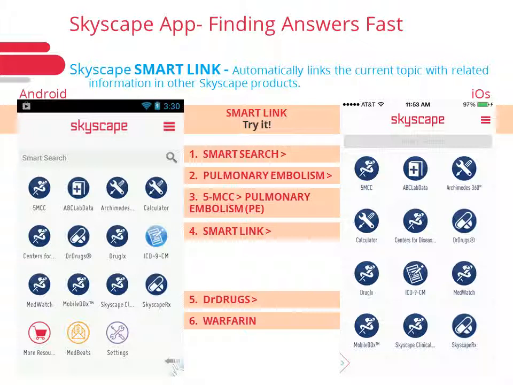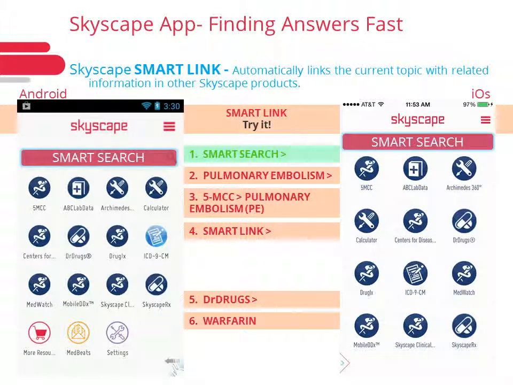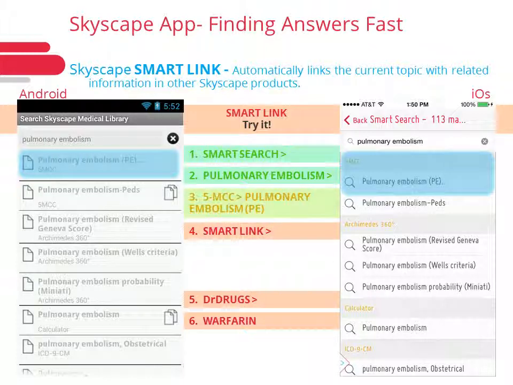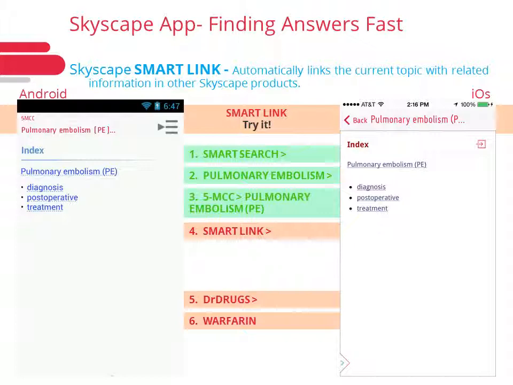Let's try a Skyscape Smart Link. Remember, Smart Link allows you to automatically link the current topic with related information in other Skyscape resources. Let's do another smart search, this time for pulmonary embolism. When we search for pulmonary embolism, you can see Skyscape go through and find all the matches. Let us choose the 5-minute clinical consult resource from our list. Here in the resource we can research some information about PE.